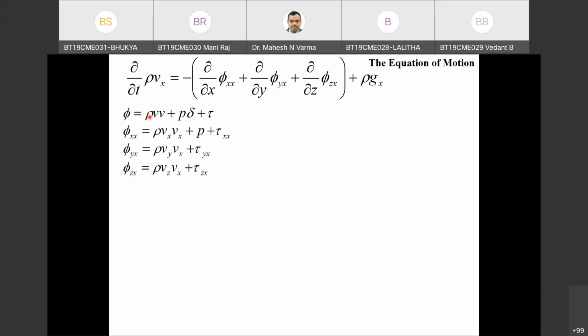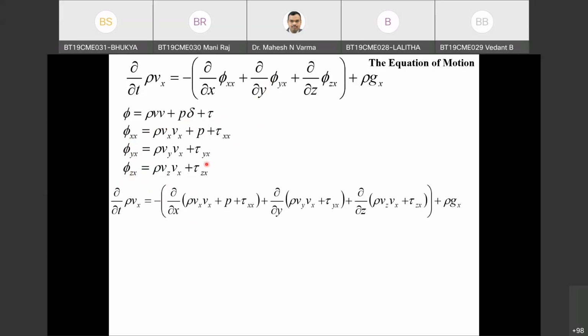Total flux is a combination of convective flux plus molecular flux, and molecular flux again consists of two components. One is the molecular flux because of pressure forces, and another is the molecular flux because of viscous forces. Now this is phi xx, this is phi yx, and this is phi zx. Substituting in this equation, now just open up the bracket. Use the product rule and open up the bracket suitably, so that you will be getting this equation.